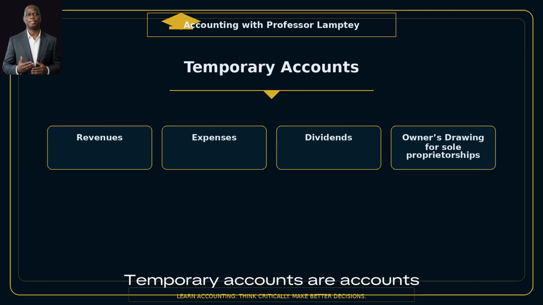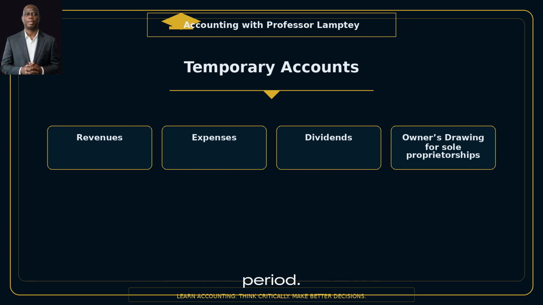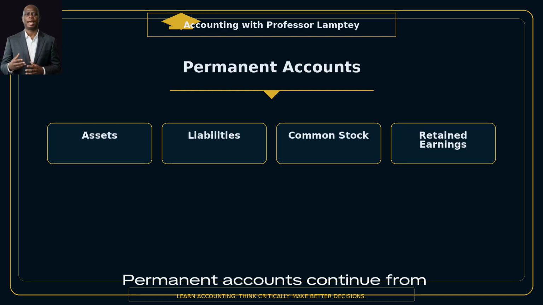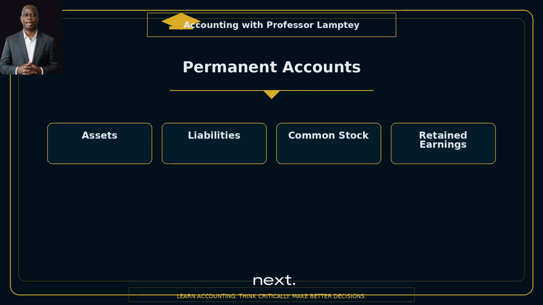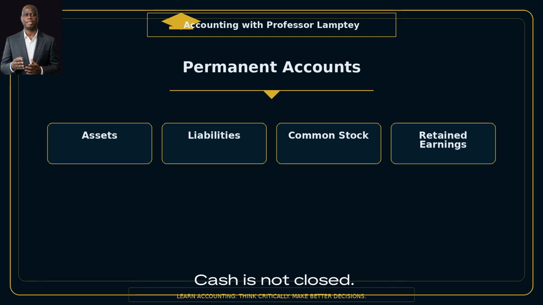Temporary accounts are accounts that measure activity for one accounting period. They are closed at the end of the period. The main temporary accounts are revenue accounts, expense accounts, and dividends. For a sole proprietorship, you may see owner's drawing instead of dividends. Permanent accounts continue from one period to the next. They are not closed at the end of the period. These include assets, liabilities, common stock, and retained earnings. Cash is not closed. Accounts payable is not closed. Retained earnings is not closed.